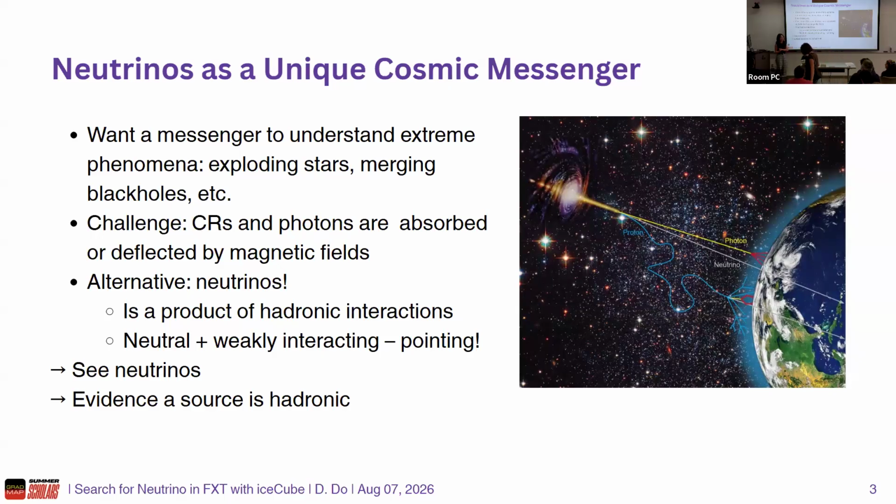But the problem with photons like gamma rays and X-rays is that they interact with photons or dust in the universe. So they might not come to us, and we can't see them. But we have an alternative solution, which is neutrinos. A thing about neutrinos is that they are neutral, so they have no charge, and they are weakly interacting. So if you are on Earth and you can see neutrinos coming from somewhere, it's way easier to pinpoint what the source is. And the reason we are interested in these sources is that they might be extreme phenomena like exploding stars or merging black holes.